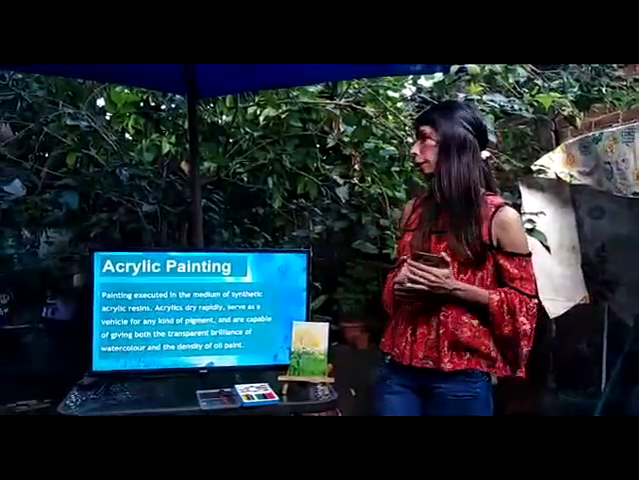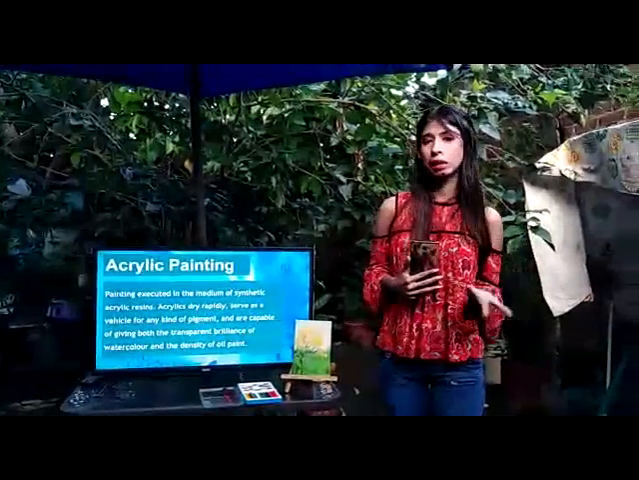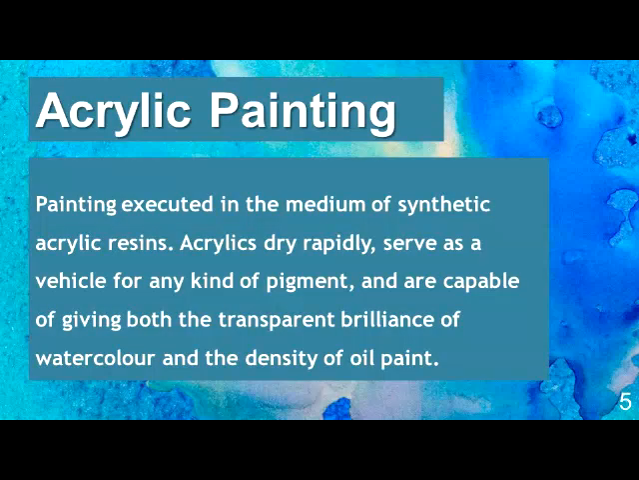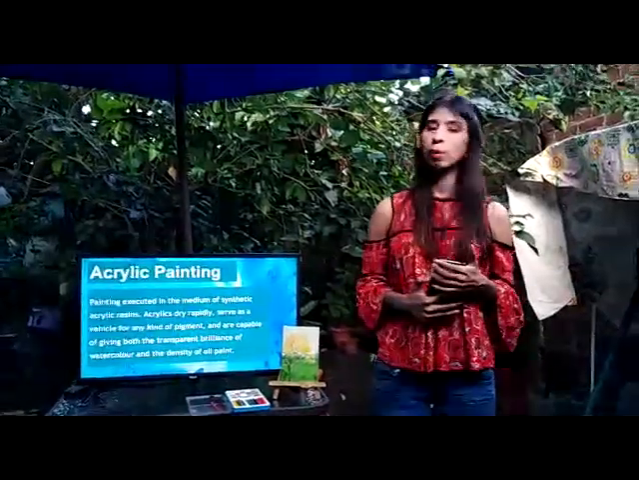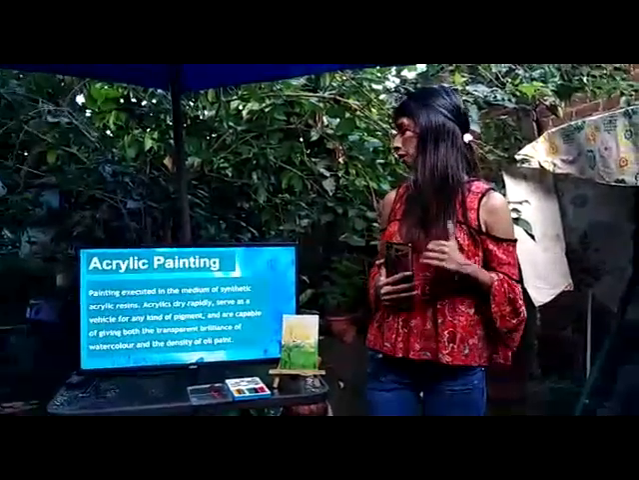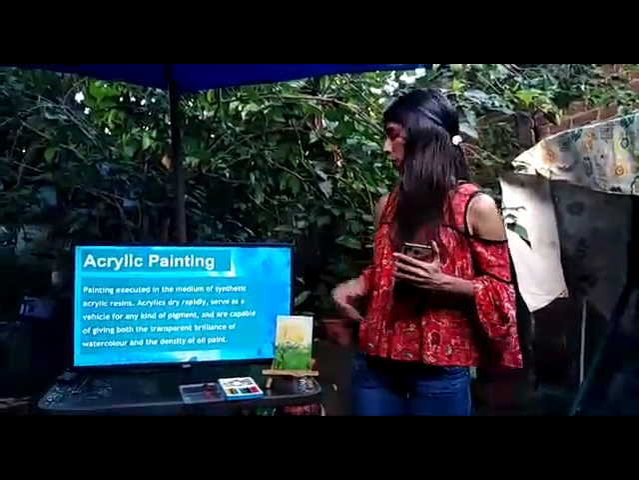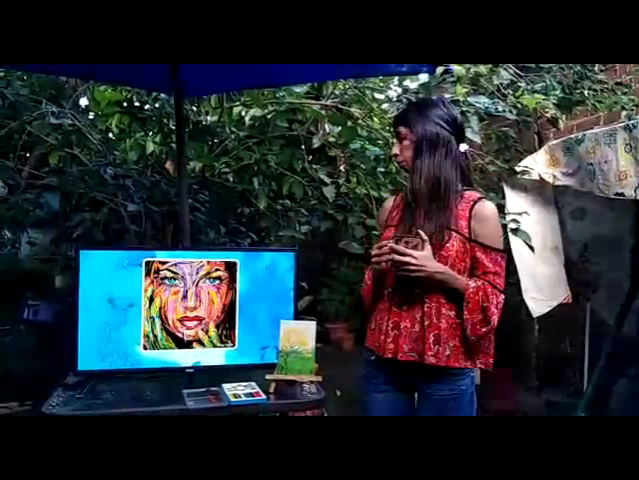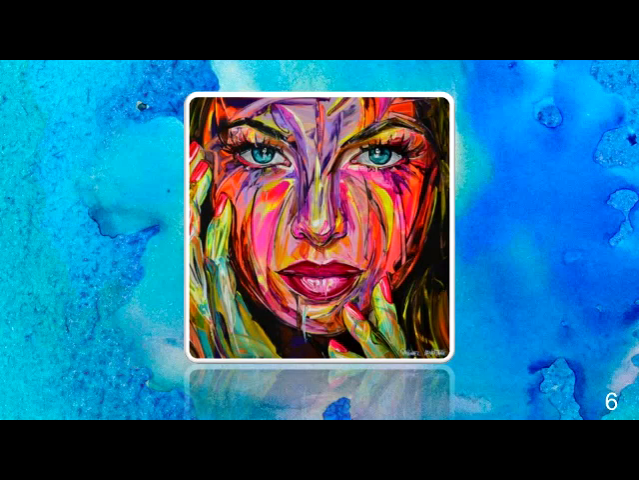The first one, acrylic painting. What's the acrylic painting technique? It's when the painting is executed in the medium of synthetic acrylic resins. Acrylics dry rapidly, serve as a vehicle for any kind of pigment, and are capable of giving both the transparent brilliance of watercolor and the density of oil paint. So it's a combination between watercolor and oil, and this is how the result looks like. Alright, so we can obtain the benefits from both watercolor and oil paint. This is just the first technique. Now let's check the other one.